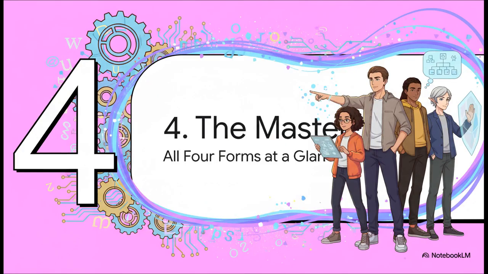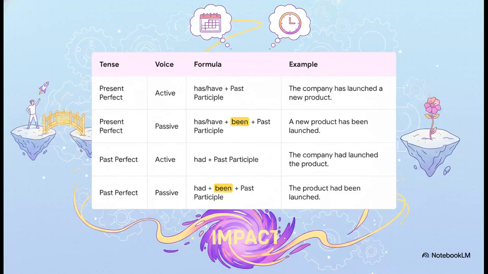Okay, let's pull all of this together onto one final cheat sheet. Think of this as your quick reference guide to solidify your new writing superpower. And there you have it, all in one place. Just look at the formulas. The pattern is so clear. To go from active to passive, for either tense, you just slot in that one magic word, been. It's that simple. A tiny change that can have a huge impact on your message.